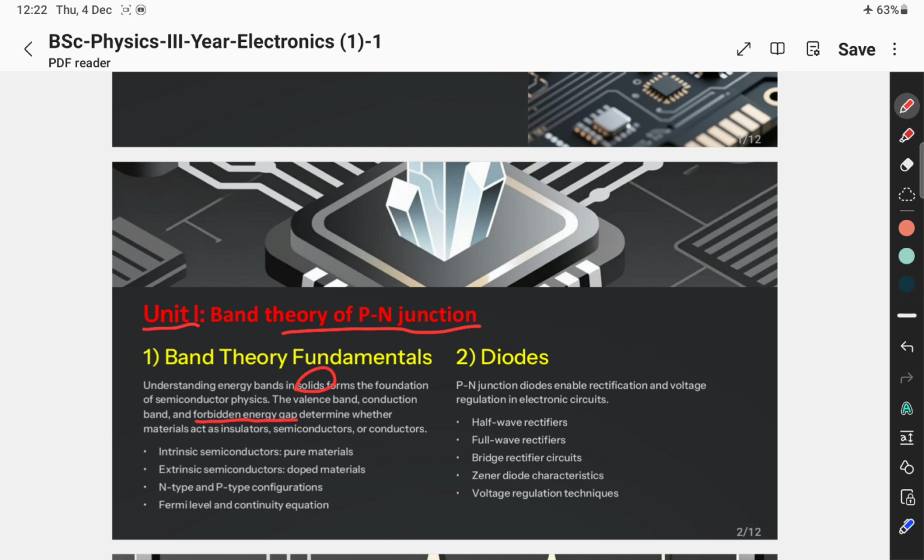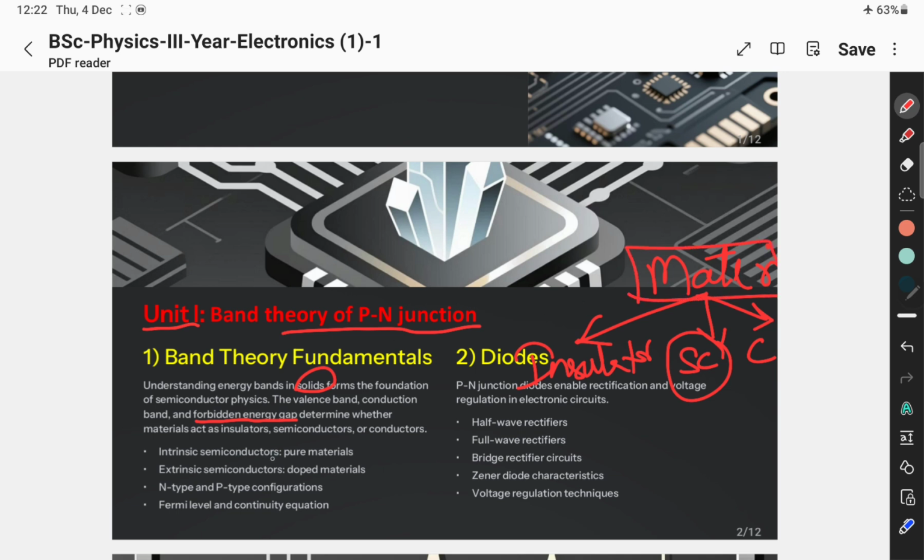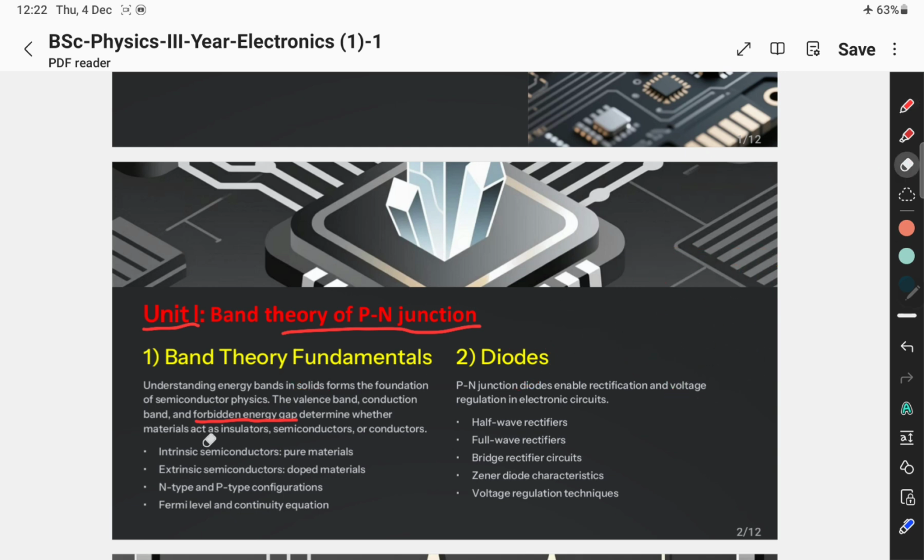We know the materials are classified into three types: insulators, semiconductors, and conductors. Here we are going to learn about semiconductors mostly. This energy gap will decide whether a material is an insulator, a conductor, or a semiconductor.